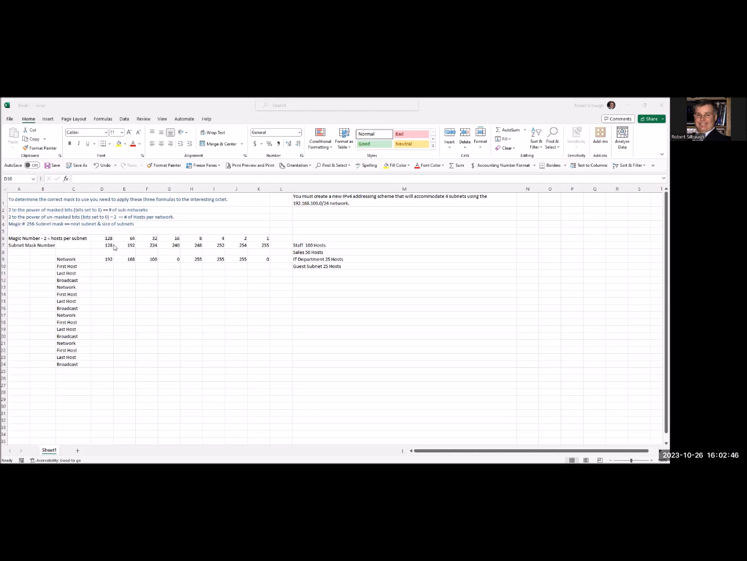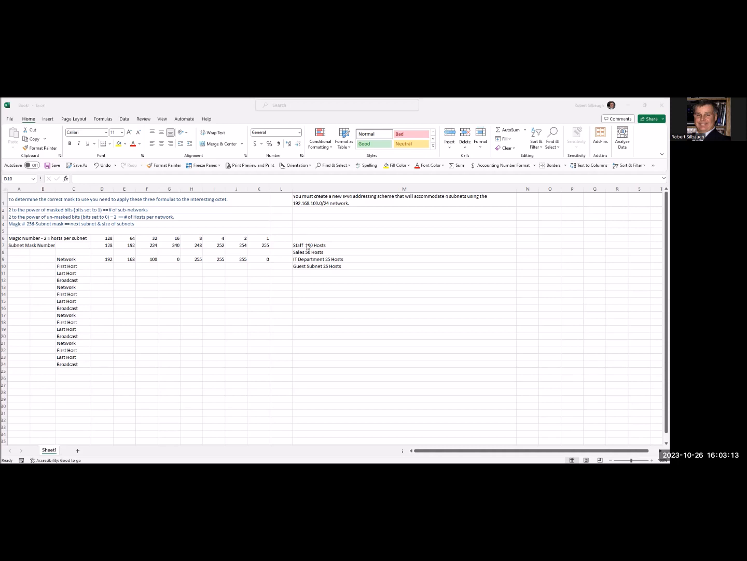The 3 formulas that you need to use for subnetting are included up here in the upper left-hand corner of the Excel sheet. But for simple subnetting problems like this one, where we have a /24 network, it means we're only using the last octet for our subnetting. And in that case, we don't even need to worry about these formulas. We can simply use the chart to do our subnetting.